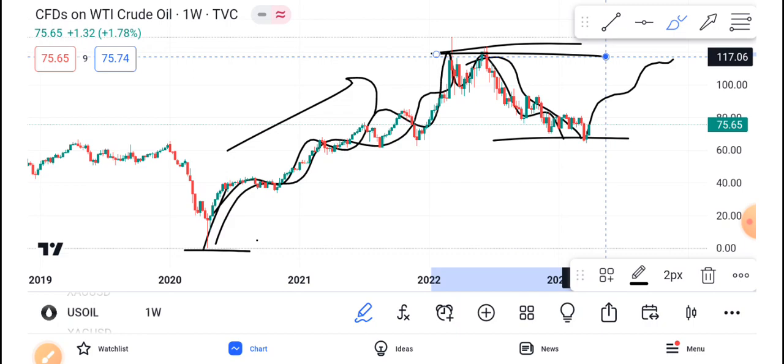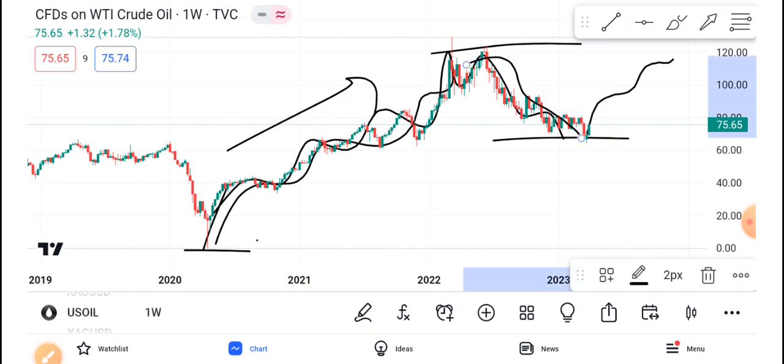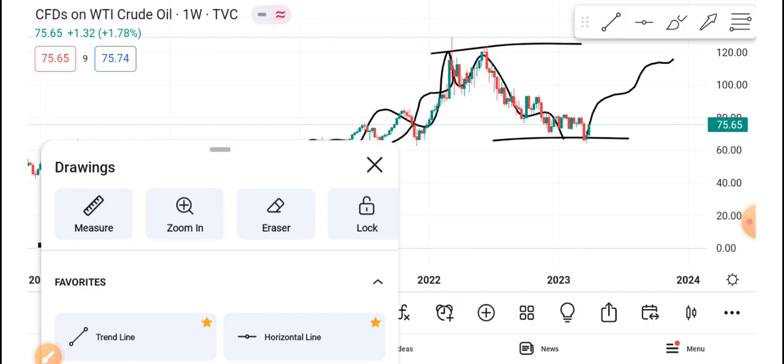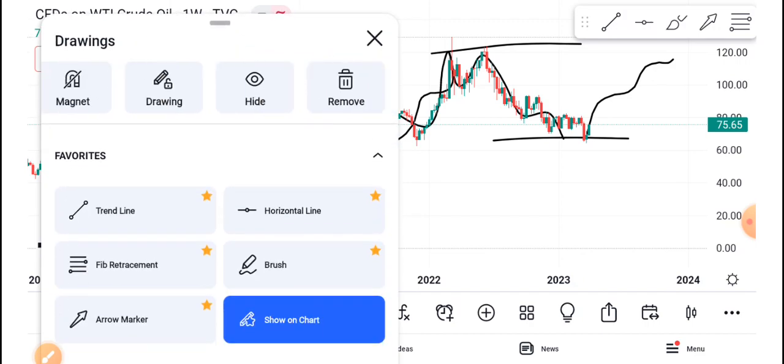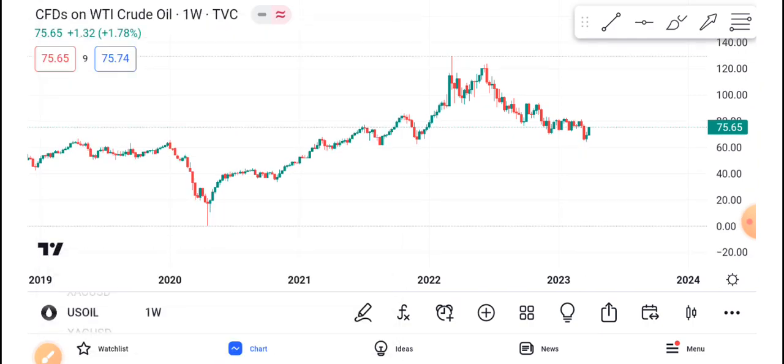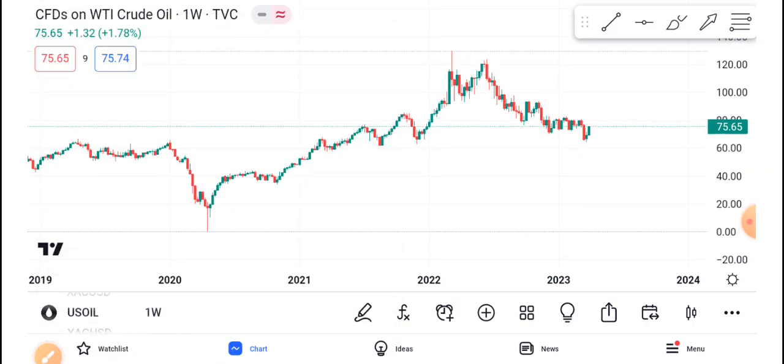So let me just remove all that. Just a second, let me clear all that. I can clear it from here, delete all that, remove all that. Okay, clear. Very clean again. So now let us see if the retracement is over or not.